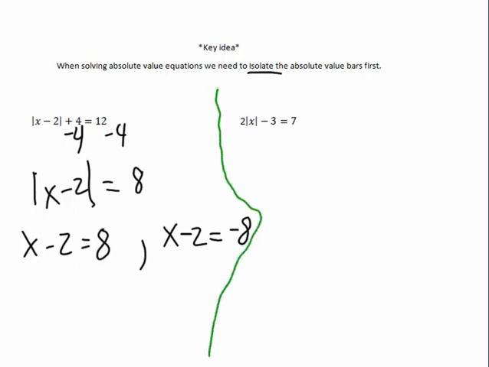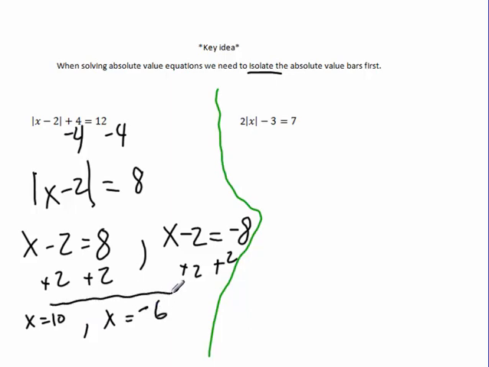And now I want to solve each one. And so here I want to add 2 to both sides. So x equals 10. I want to add 2 to both sides. So x equals negative 6. And these are my two answers here.